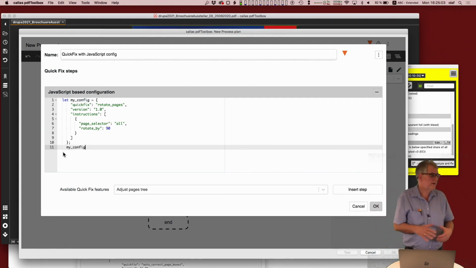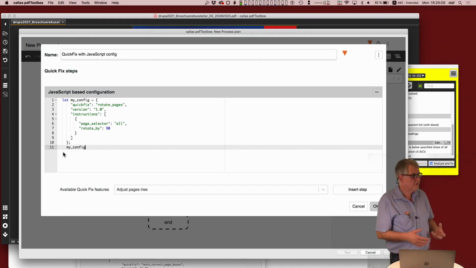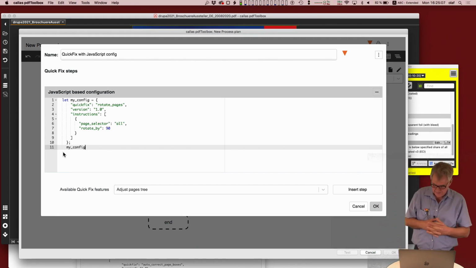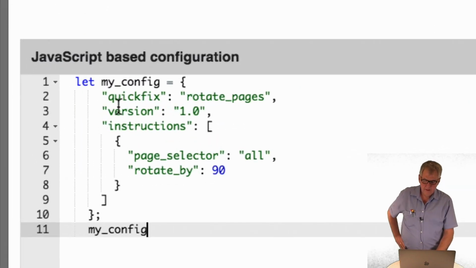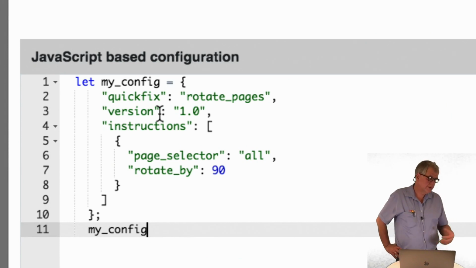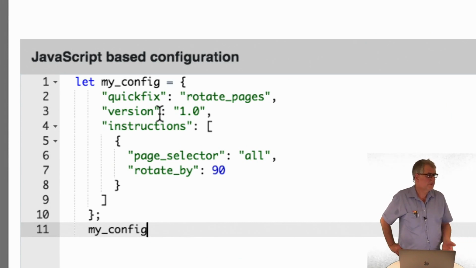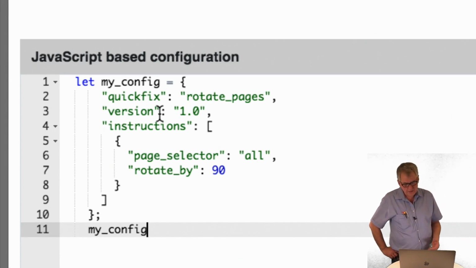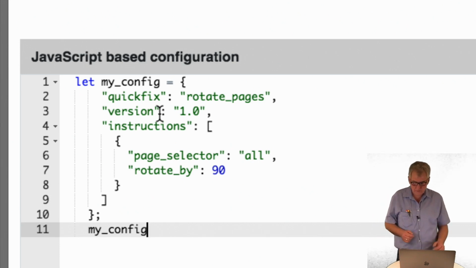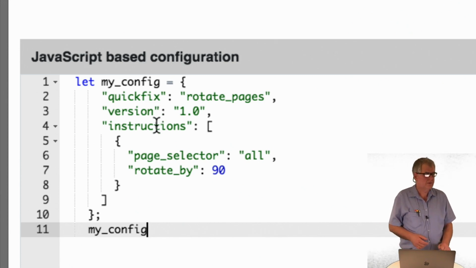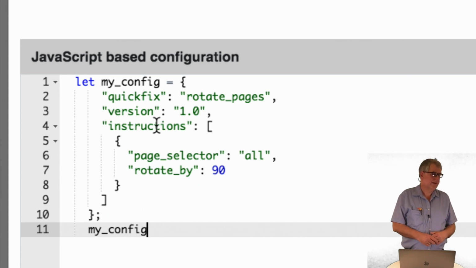So I'm defining a variable with a value, where the value is a JSON expression that tells QuickFix what to do. It has the name of the feature I'm using, rotate pages. The version number is for internal purposes. Once we come up with a later version of how you do things, we may need a version 2, and then the engine needs to be able to differentiate between version 1 and version 2. Not really needed at this moment. And then you have instructions. You actually say exactly how to do things.